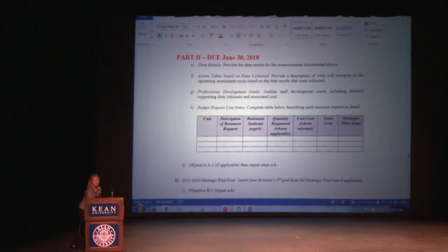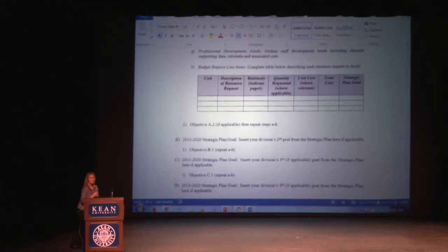And again, budget line request items, this can vary from a database that you may need to an office change. I don't want to suggest that at all, because I know we have quite a number of moves that are happening on campus right now. But again, keep in mind, cost is not the main driver. It's the need that you found through assessing your current office's operations that is driving this particular budgetary need.